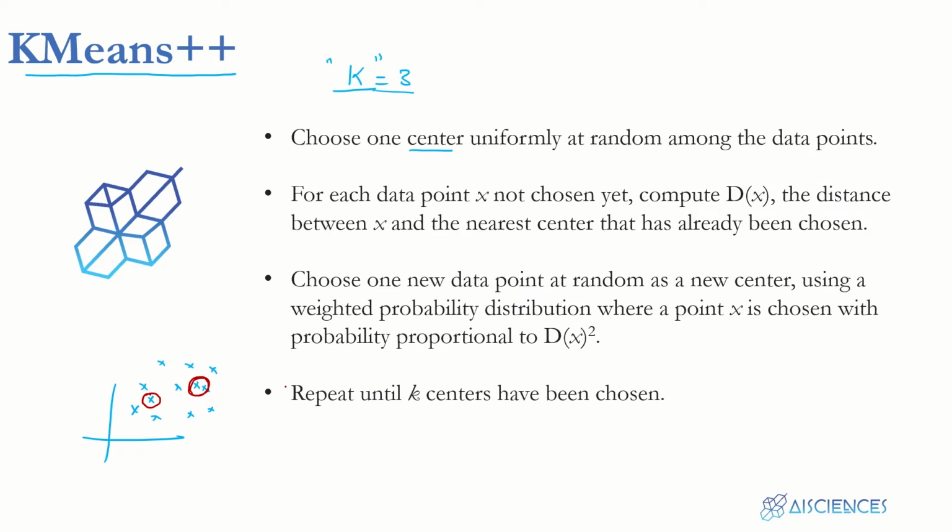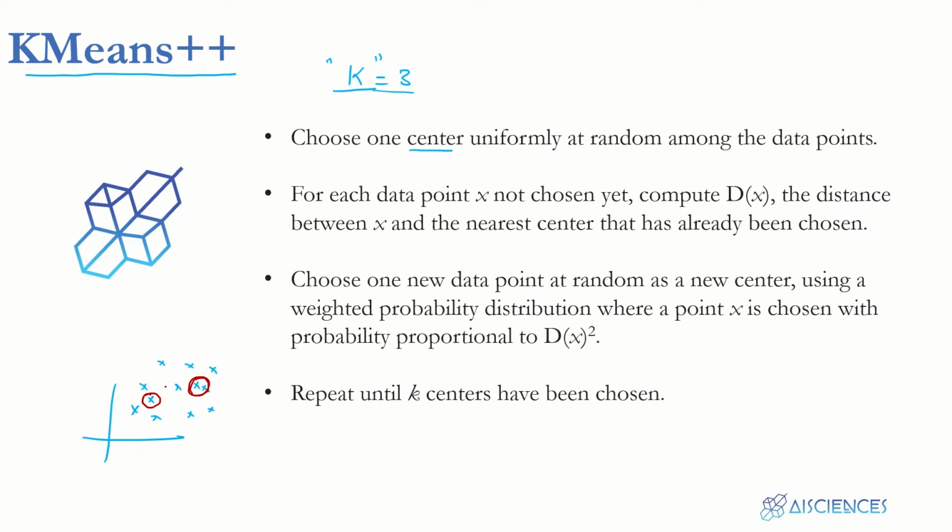I'll explain the further steps of how the second and third points are picked, but let's first see in terms of intuition what it does. Once you have picked the first point randomly, uniformly, any point at random, then you pick the second point which is not very close to the first point, and then you pick the third point which is not very close to the first 2 picked points.